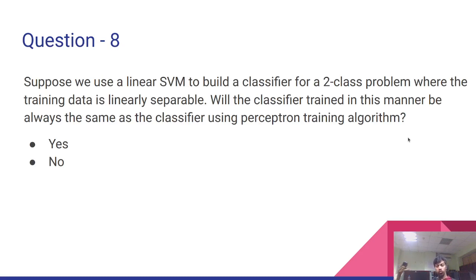Suppose we use linear SVM to build a classifier for a 2-class problem. Basically, whatever we have shown in the diagram, we are mostly doing 2-class only. Will the classifier trained in this manner always be the same as the classifier using the perceptron learning algorithm?